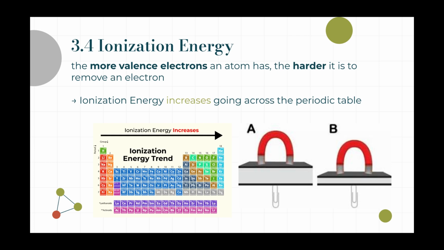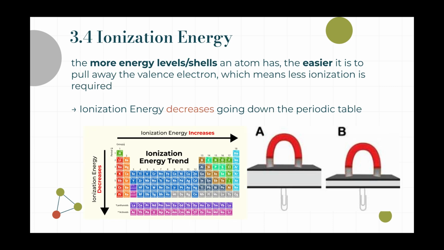And you might also say that atomic radius also decreases as you go across the periodic table. Does that mean that ionization energy is increasing because your distance is decreasing? And the answer is no. You cannot use one trend to explain another trend. So you're always going to want to use Coulomb's law to explain your periodic trends.